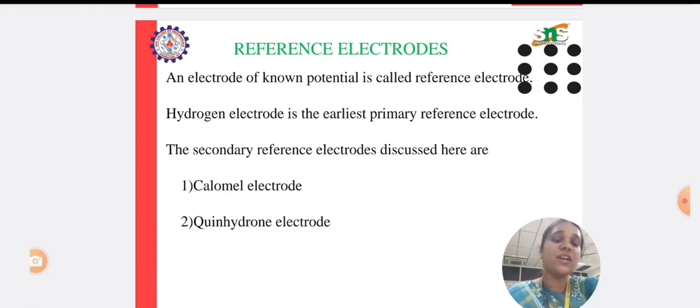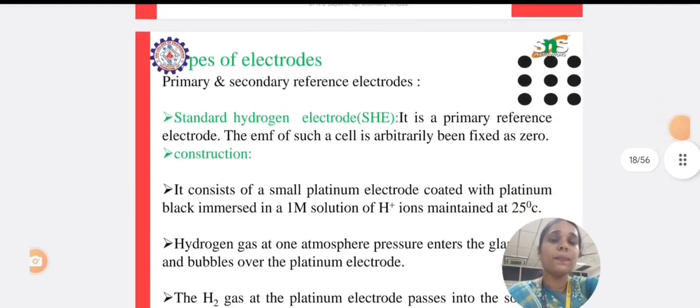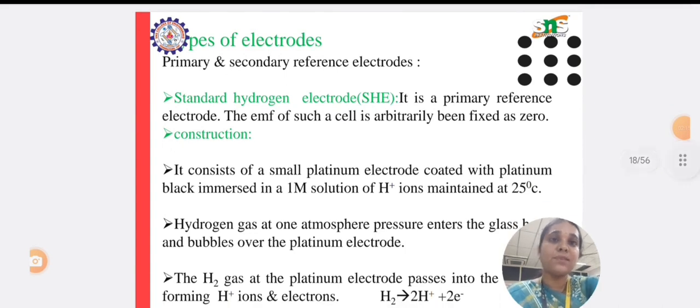But nowadays we are using the calomel electrode and the quinhydrone electrode, mostly the calomel electrode, and these two are commonly called secondary reference electrodes. First we are going to see the calomel electrode. The types of electrode we are going to see are the primary and secondary reference electrodes.